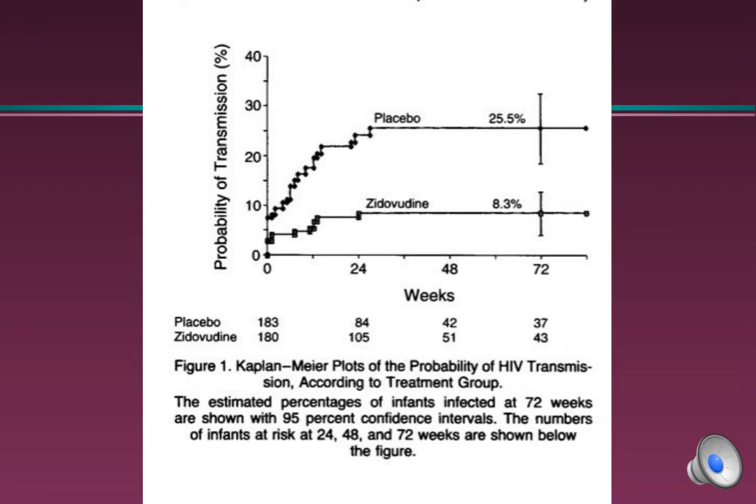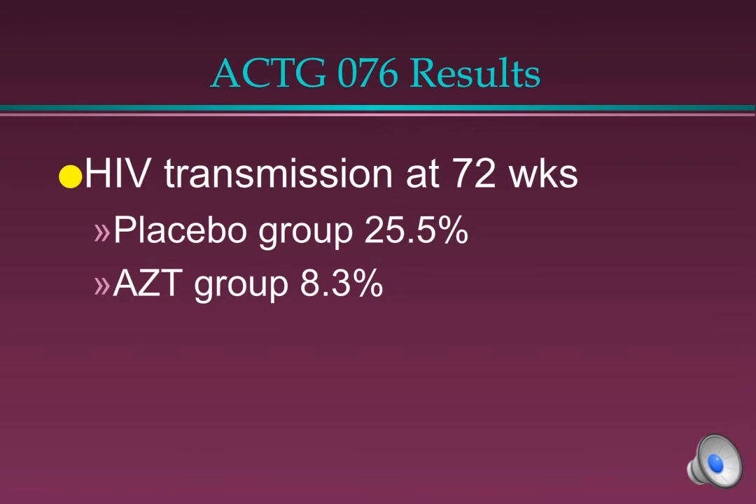And you can see the confidence intervals for the percentages of probability of transmission. In the placebo group, there was a 25.5% probability of transmission. And if you look at that vertical line, it looks like it goes somewhere between 17 and 34%. And then in the AZT group, the probability of transmission was 8.3%. So again, placebo versus AZT, 25.5% versus 8.3% at 72 weeks.